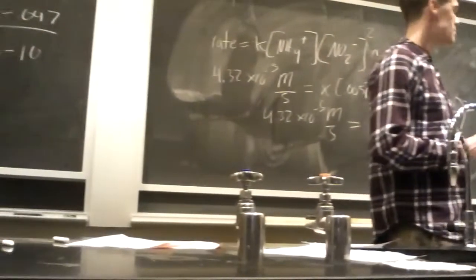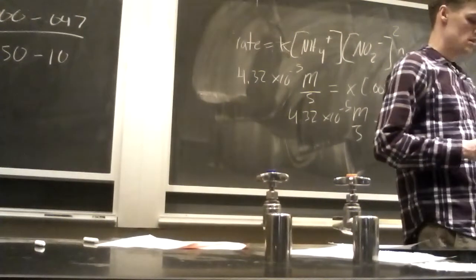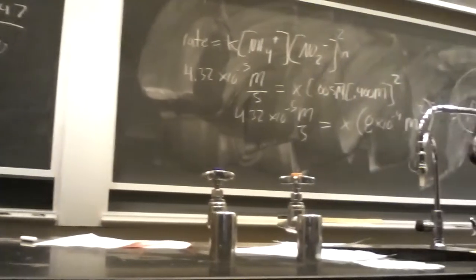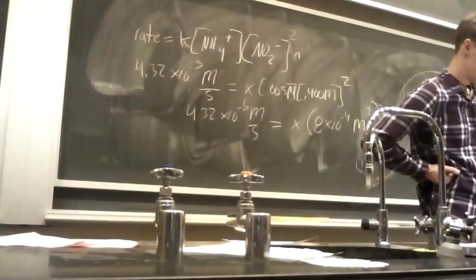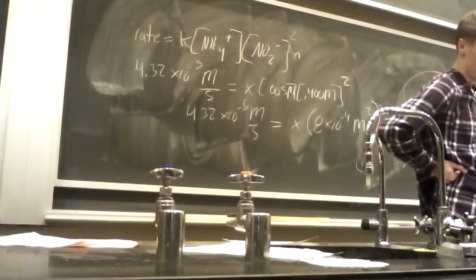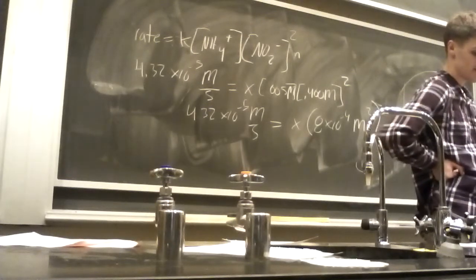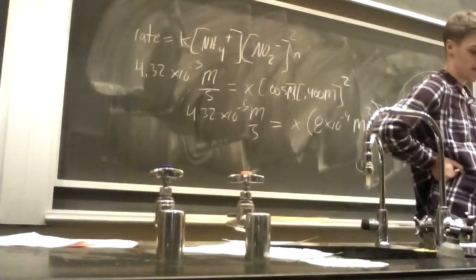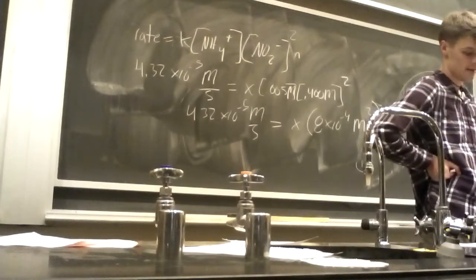Okay? And on that one, they wanted 3 sig figs: 5.42 times 10 to the negative second, molarity to the negative 2, seconds to the negative 1. Okay?